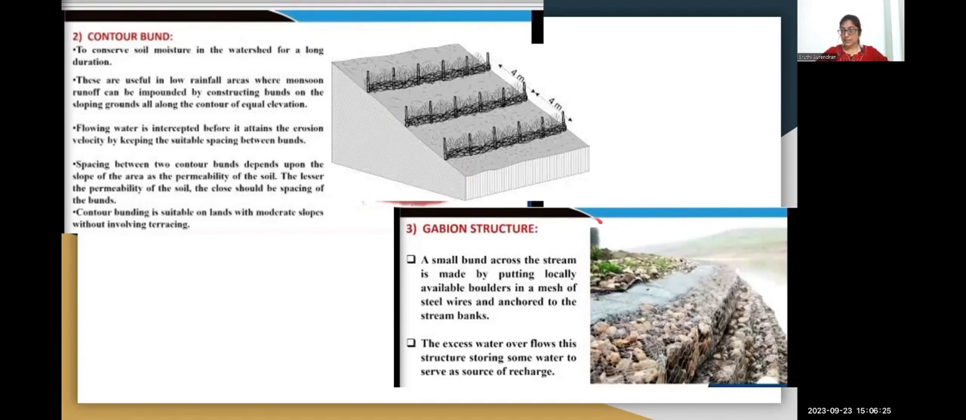Then the next structure is a gabion structure. A gabion structure is placed along the banks of rivers. Boulders and rocks are filled together inside meshes and placed at the banks of the river. When water starts flowing in excess out of these rivers, it goes in between these boulders and helps in recharging the soil. These are called gabion structures.